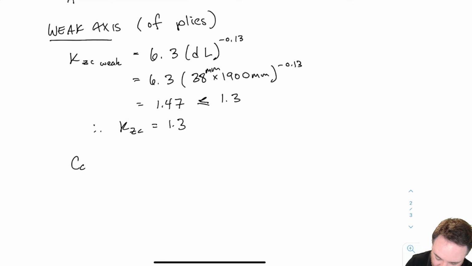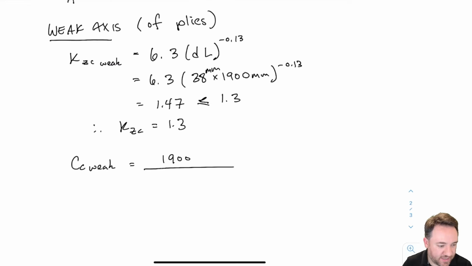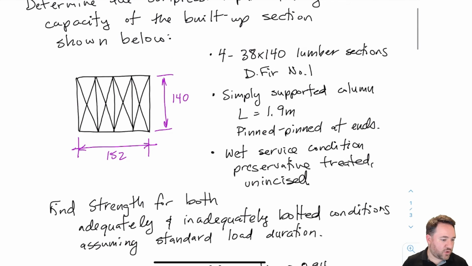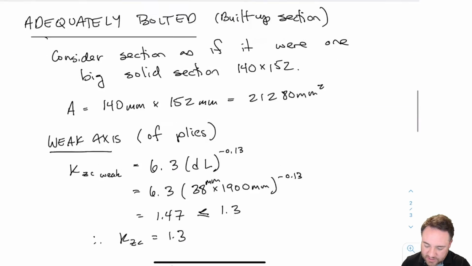So CC weak here. And again, I'm talking about the weak axis of the plies. It's going to be the length, 1900, divided now by the total length of the solid section, because this is the primary benefit I get from doing my built-up section, right? Since I've built this up, I get to use that total 152 when I calculate my slenderness. We are considering that this section is like one solid piece for the purposes of calculating slenderness.